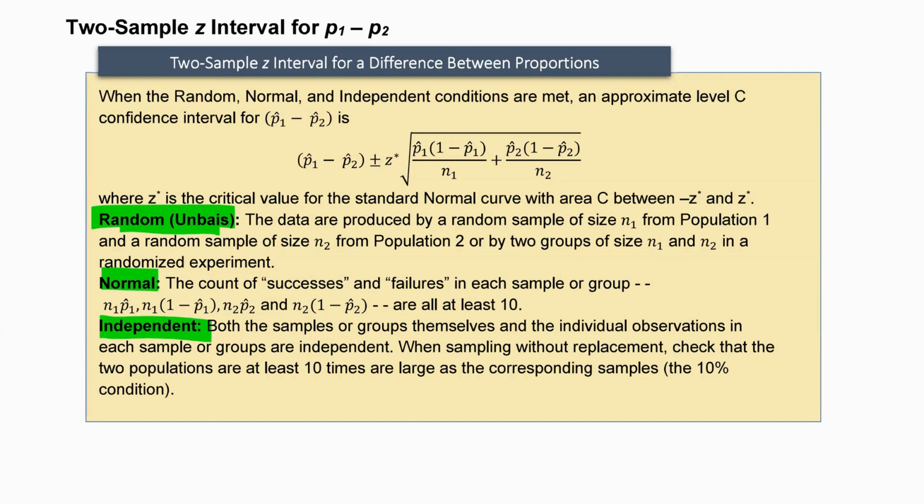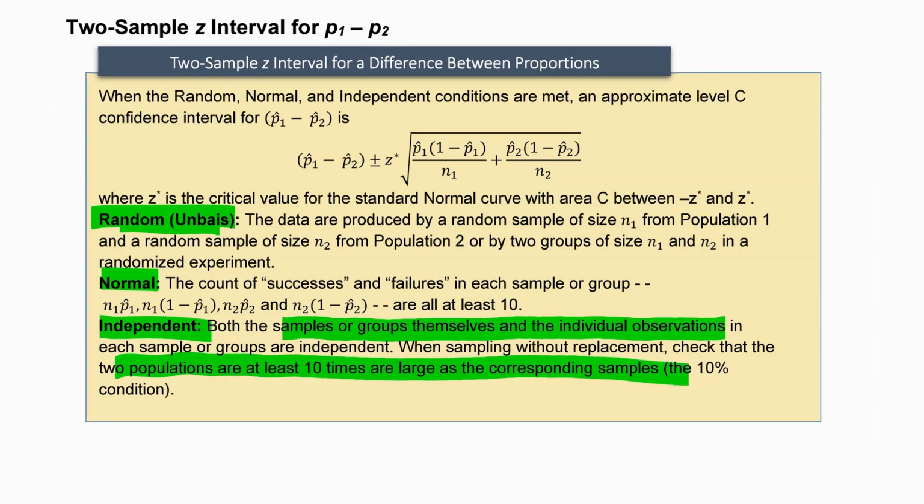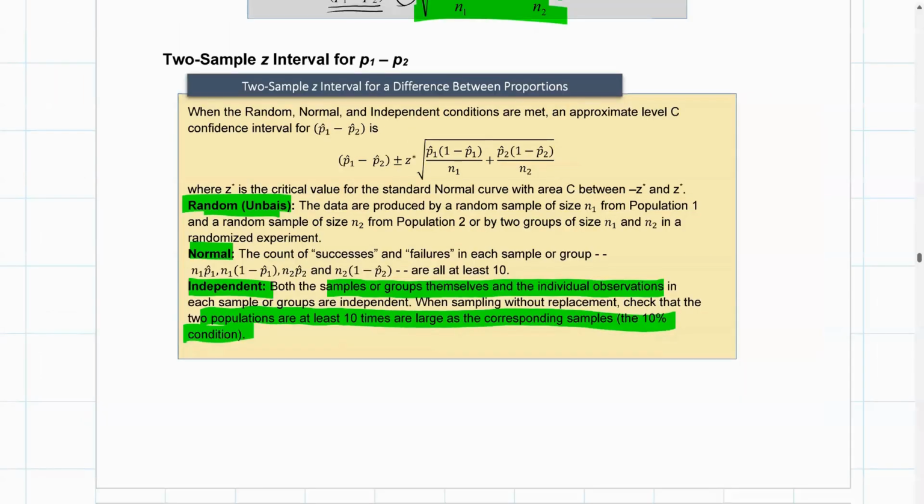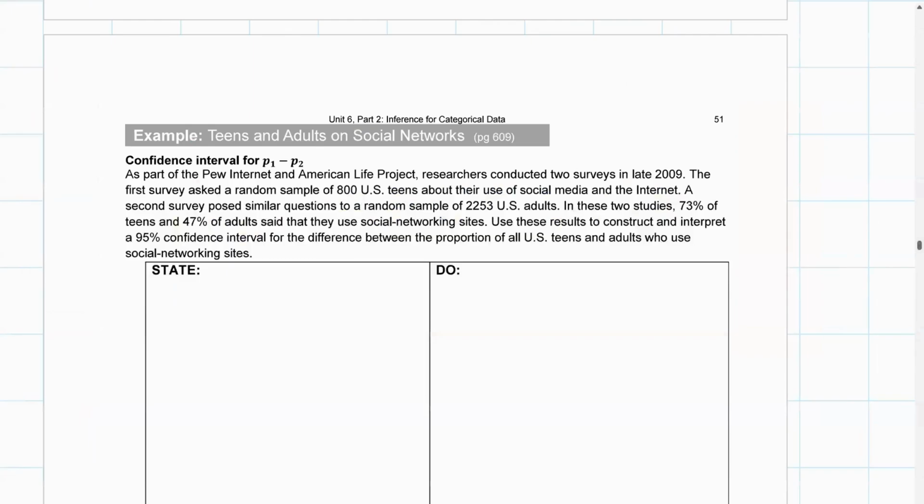And then lastly, we need to make sure that we're independent, that both samples are independent of each other and that we meet the 10% condition. So the two samples are independent and we meet the 10% condition. Let's see all of this in action. We're going to do a confidence interval 4-step problem.